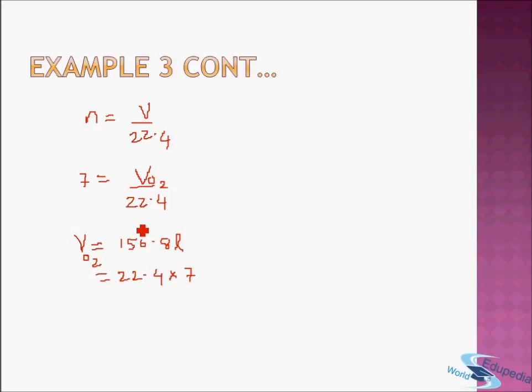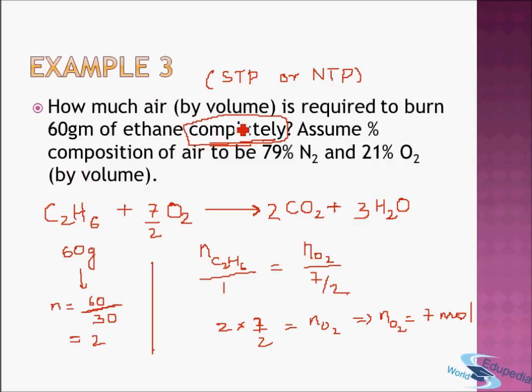But what do I have to calculate? What I have to calculate is the volume of air, not of oxygen. So how do I do that? Here I have been given another assumption: assume that the percentage composition of air is 79% nitrogen and 21% oxygen by volume. We have studied percentage composition in terms of moles and mass. Similar is the funda; the same funda we can apply here for percentage composition by volume.